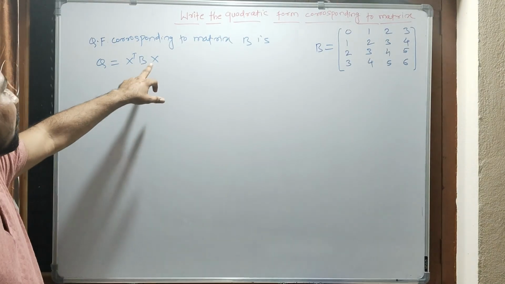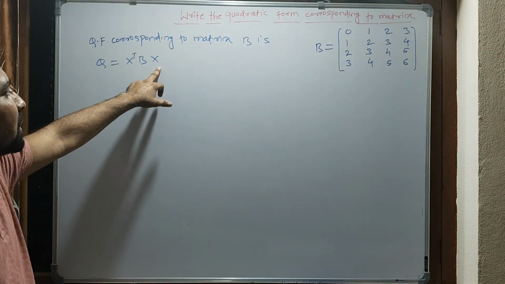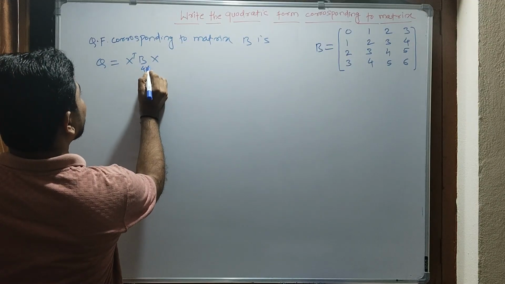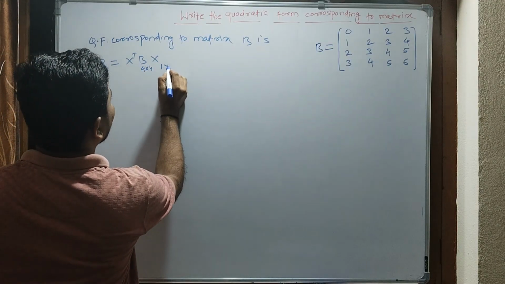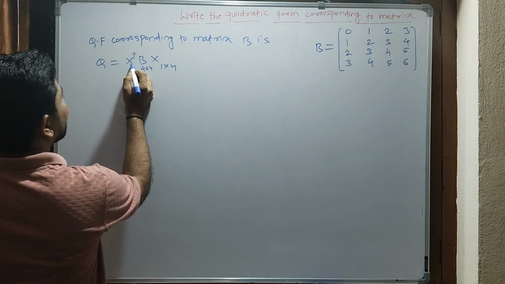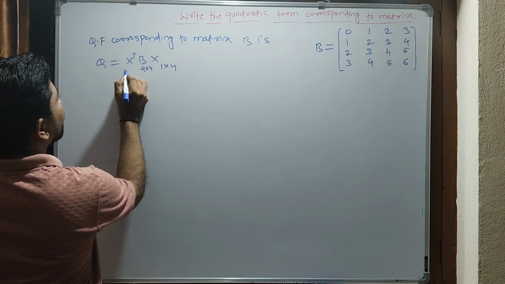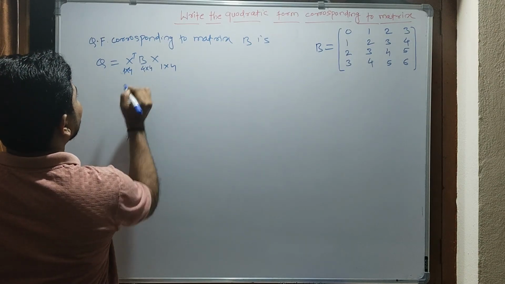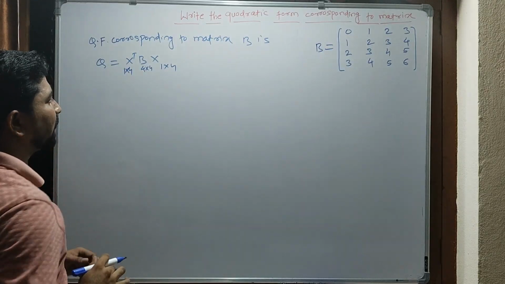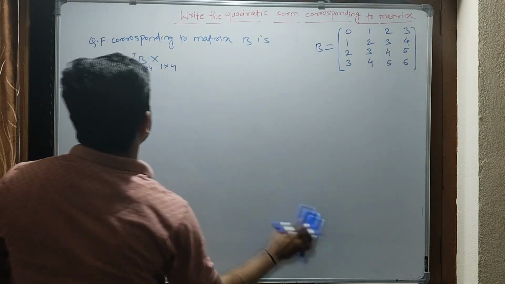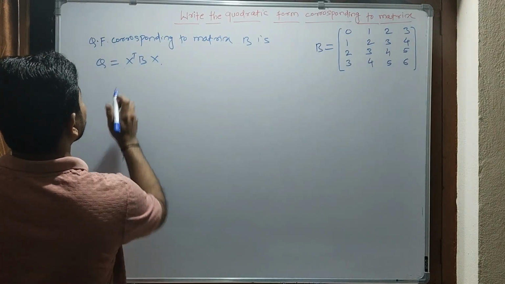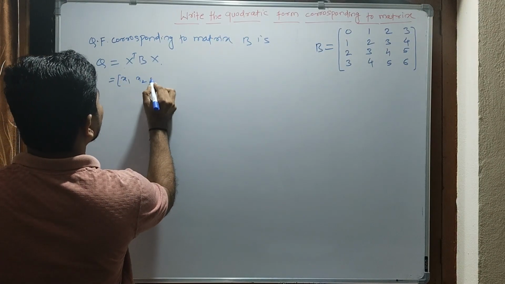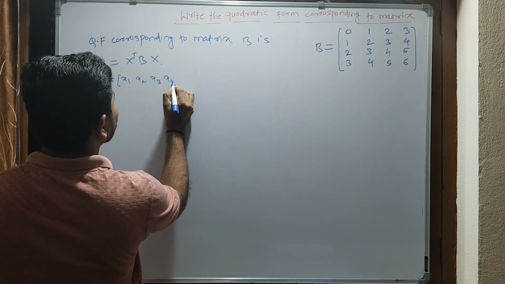So here B is a 4 cross 4 matrix, and x transpose is a 1 cross 4 matrix. So I will write x transpose B x, which is equal to the row x1, x2, x3 and x4.